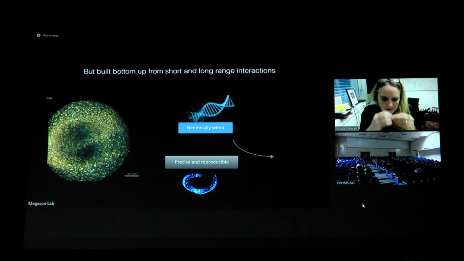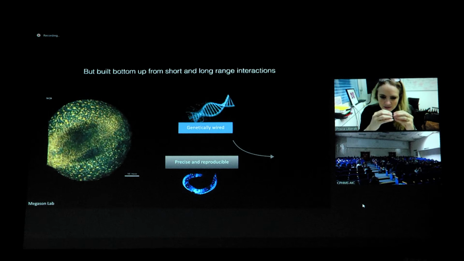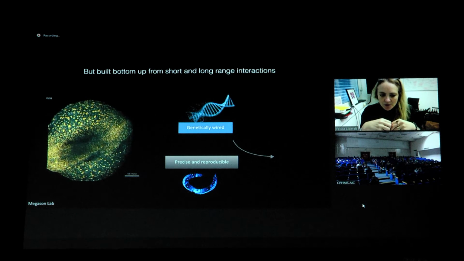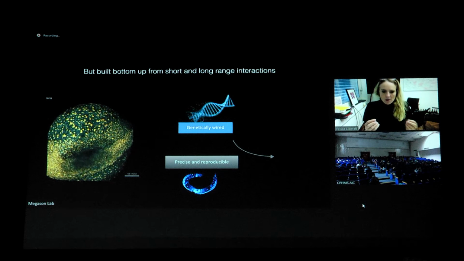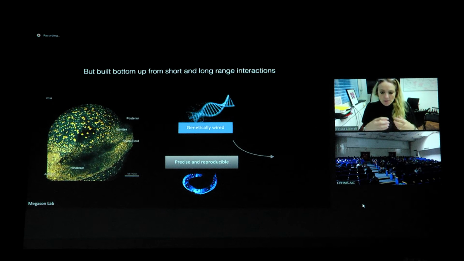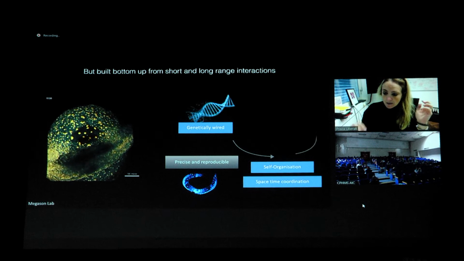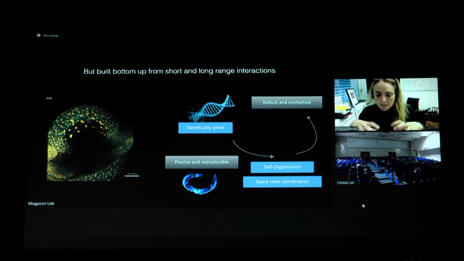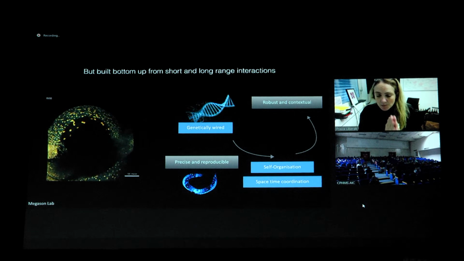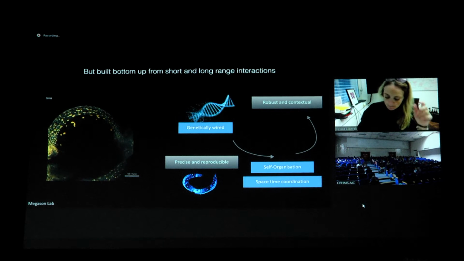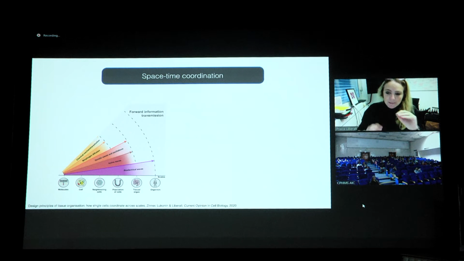However, it's clear that during development, and especially during regeneration, the cells need to be able to sense the environment to take appropriate decisions. Every individual cell needs to know where it is and interpret the signals of its environment to then take individual but coordinated decisions. Part of this is what we call the self-organization of the system and the space-time coordination that makes this process very robust and contextual in its behavior. To understand this space-time coordination, it's clear that there are many biological scales involved: the molecule, the individual cells that are able to sense the environment, a population of cells that are coordinated at very short neighboring range, but then populations of cells at very long range, all the way to tissue and organ.